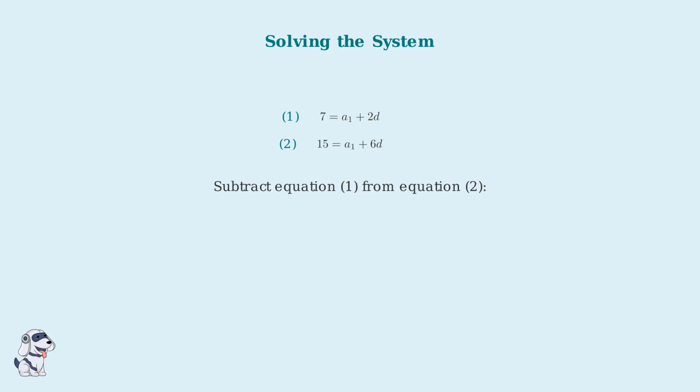We'll use elimination to solve this system. Let's subtract the first equation from the second equation. Rearranging the terms, we get 8 equals 4d. Dividing both sides by 4, we find that d equals 2.